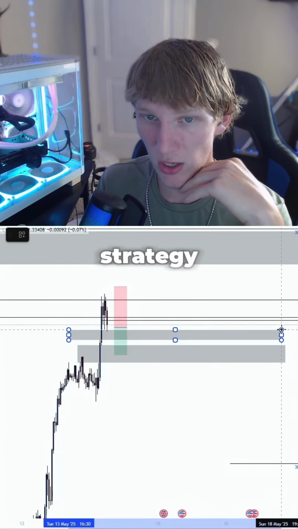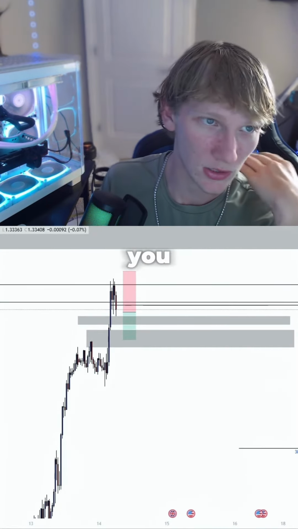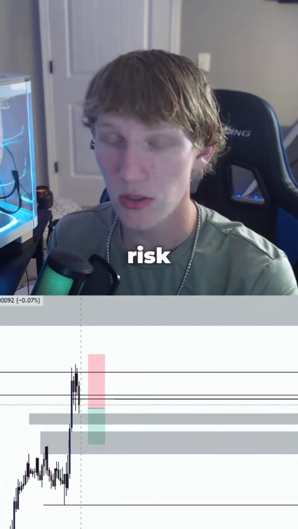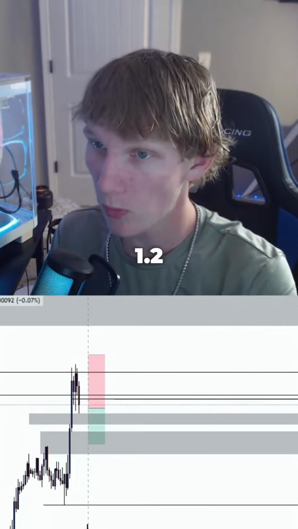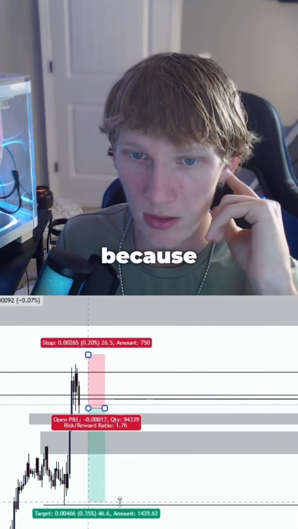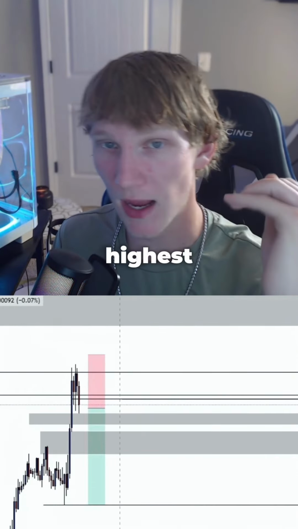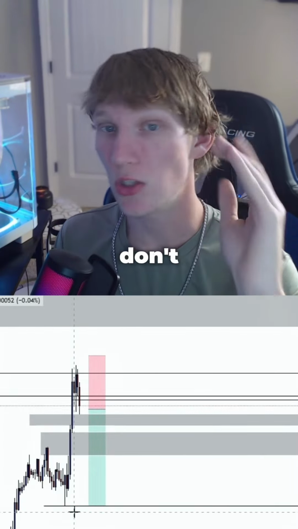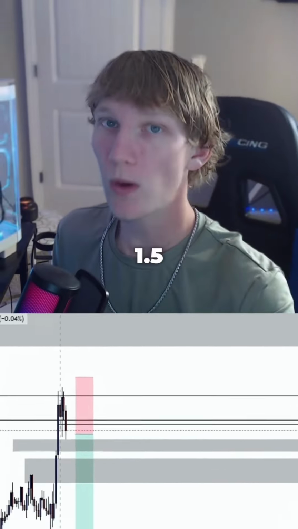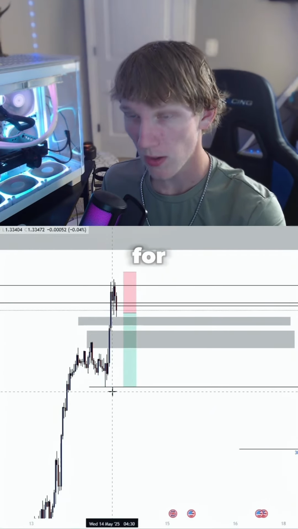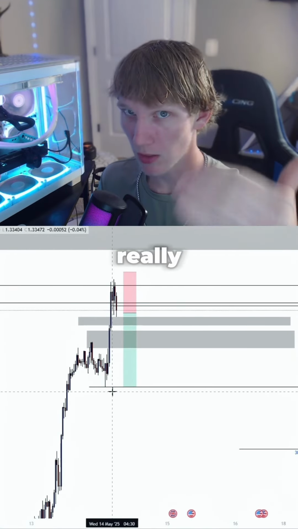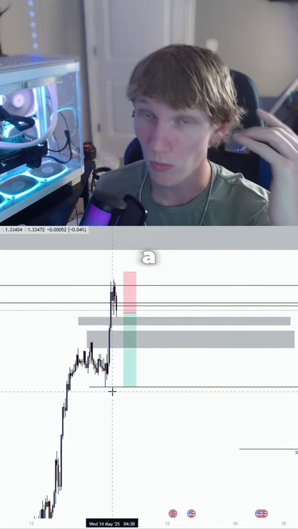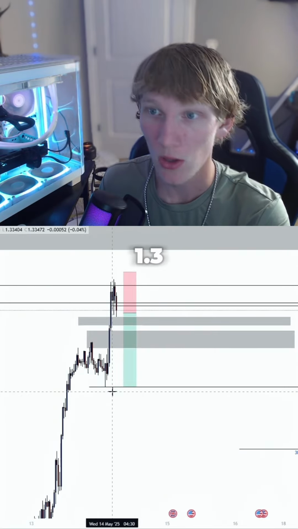I've backtested this strategy a ton, and I'm going to be the first to tell you, aim for a 1 to 1.5 risk to reward, 1 to 2, 1 to 1.2. And the reason I'm saying that is because that's where I see the best success, the highest win rate is going to be off of those. Don't be too greedy and don't cut yourself short. 1 to 1.5 is what most professionals go for, but at the end of the day, it's really what your risk tolerance is. Maybe you like a little bit riskier, 1 to 1.3.